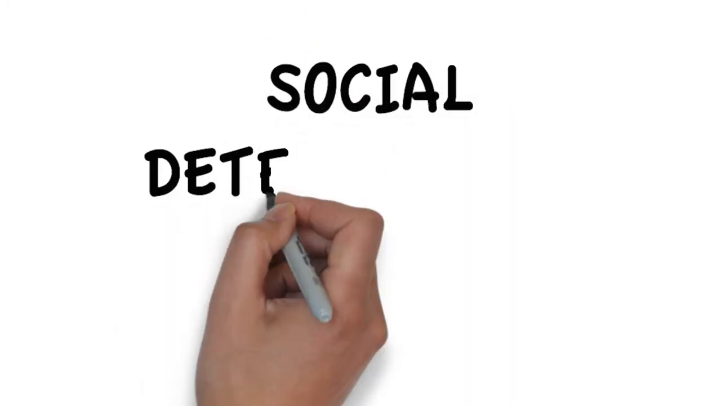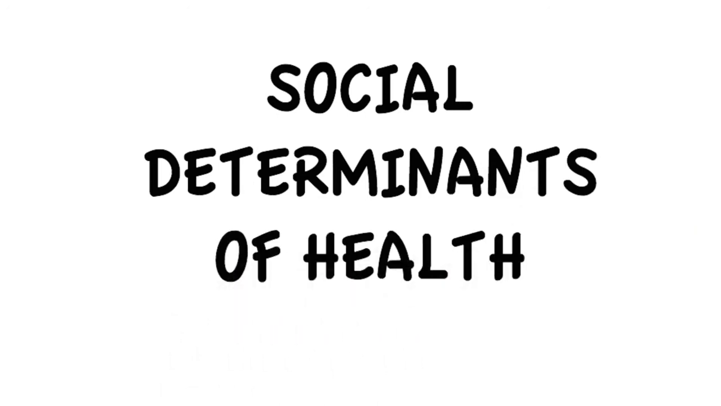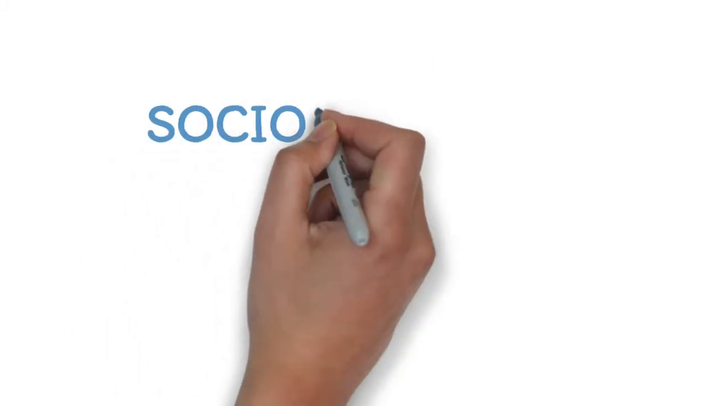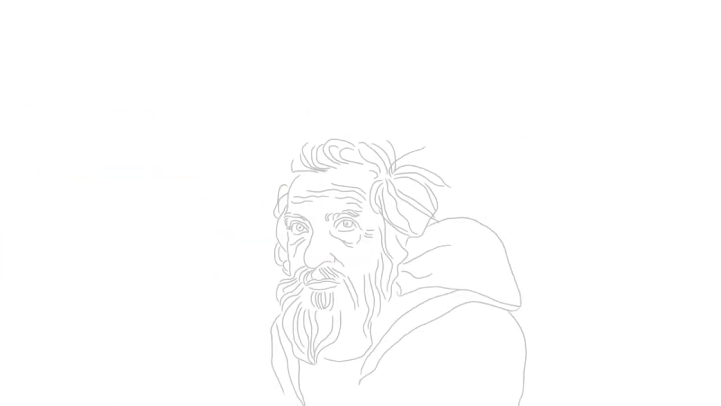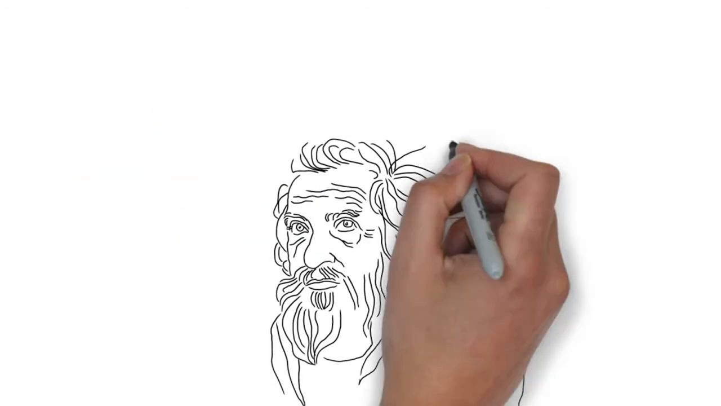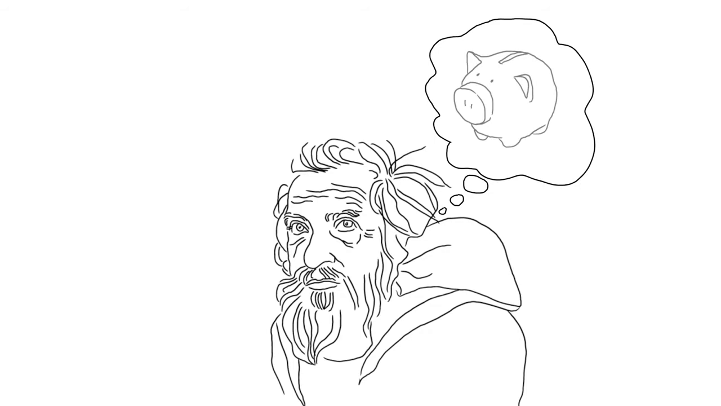In the previous video in this series, we learned about health equity and the social determinants of health. Here, we'll illustrate which determinants you are likely to encounter in your practice. Socioeconomic status, or SES.